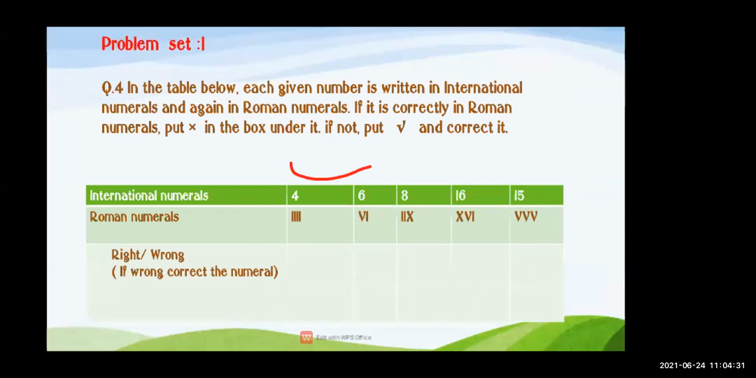It is wrong. So here we will put wrong. What is the right answer? How you are going to write 4? Very nice. You are going to write 4 as I and V. I and V will be written in the form of 4. ऐसे हमको करना है, जिधर wrong answer रहेगा वहां पे wrong करके we have to correct it.